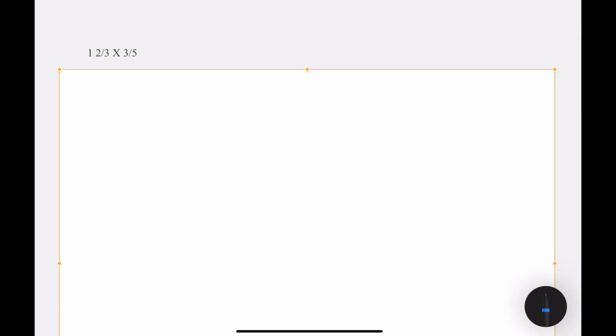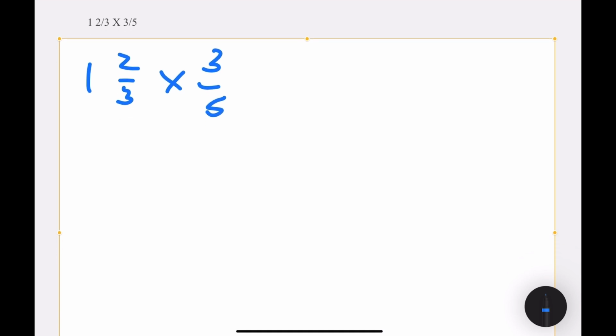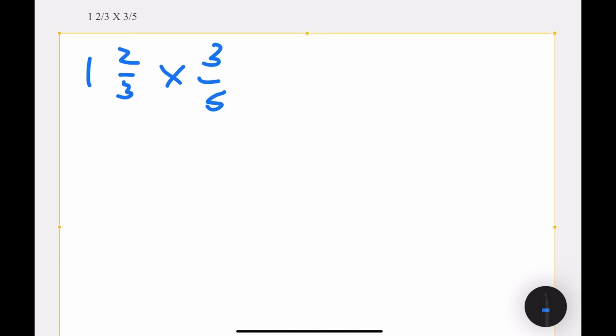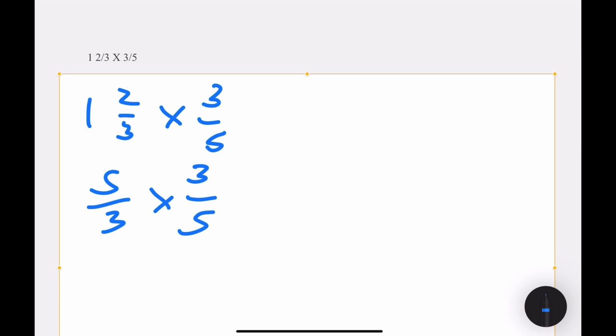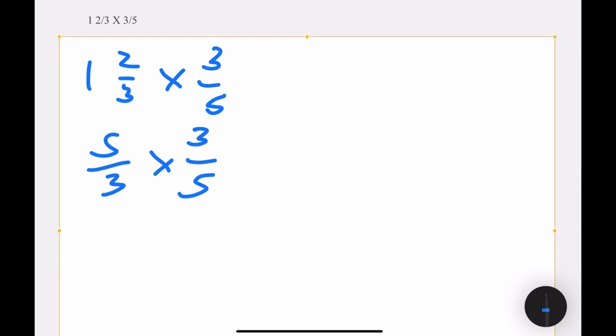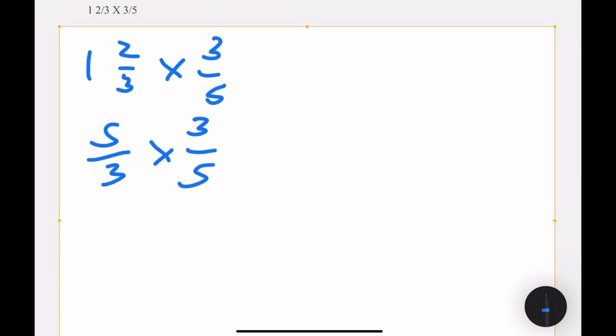Okay, next question. So we have 1 and 2 over 3 multiplied by 3 over 5. So first of all, you want to change the 1 and 2 over 3 to an improper fraction. So 3 multiplied by 1 is 3, add the 2, that is 5. So that would be 5 over 3. And we can keep 3 over 5 as it is, as there's no extra number. So let's multiply this as we would usually. So 5 multiplied by 3 is 15, 3 multiplied by 5 again is 15. And 15 over 15 is the same as 1. As if you divide the top by 15, you get 1.